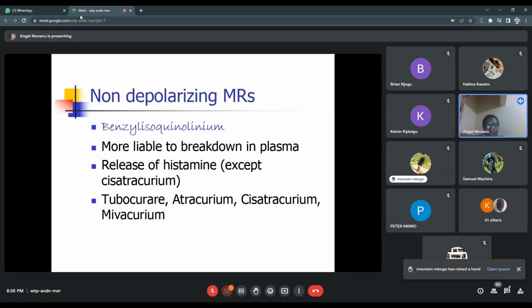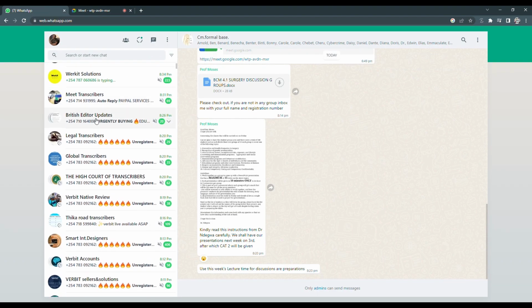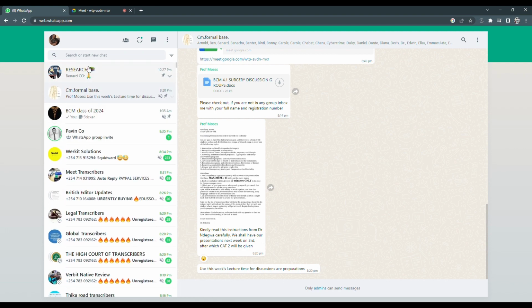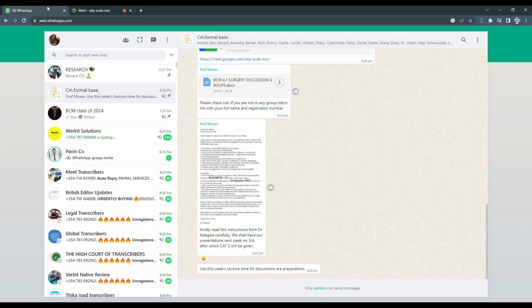And then the other thing about them is that they release histamine. All of them except one, which is cisatracurium, release histamine. So what does that tell us? Any drug that releases histamine is not good for asthmatics. So we can say that all of them except cisatracurium are contraindicated in asthmatic patients.